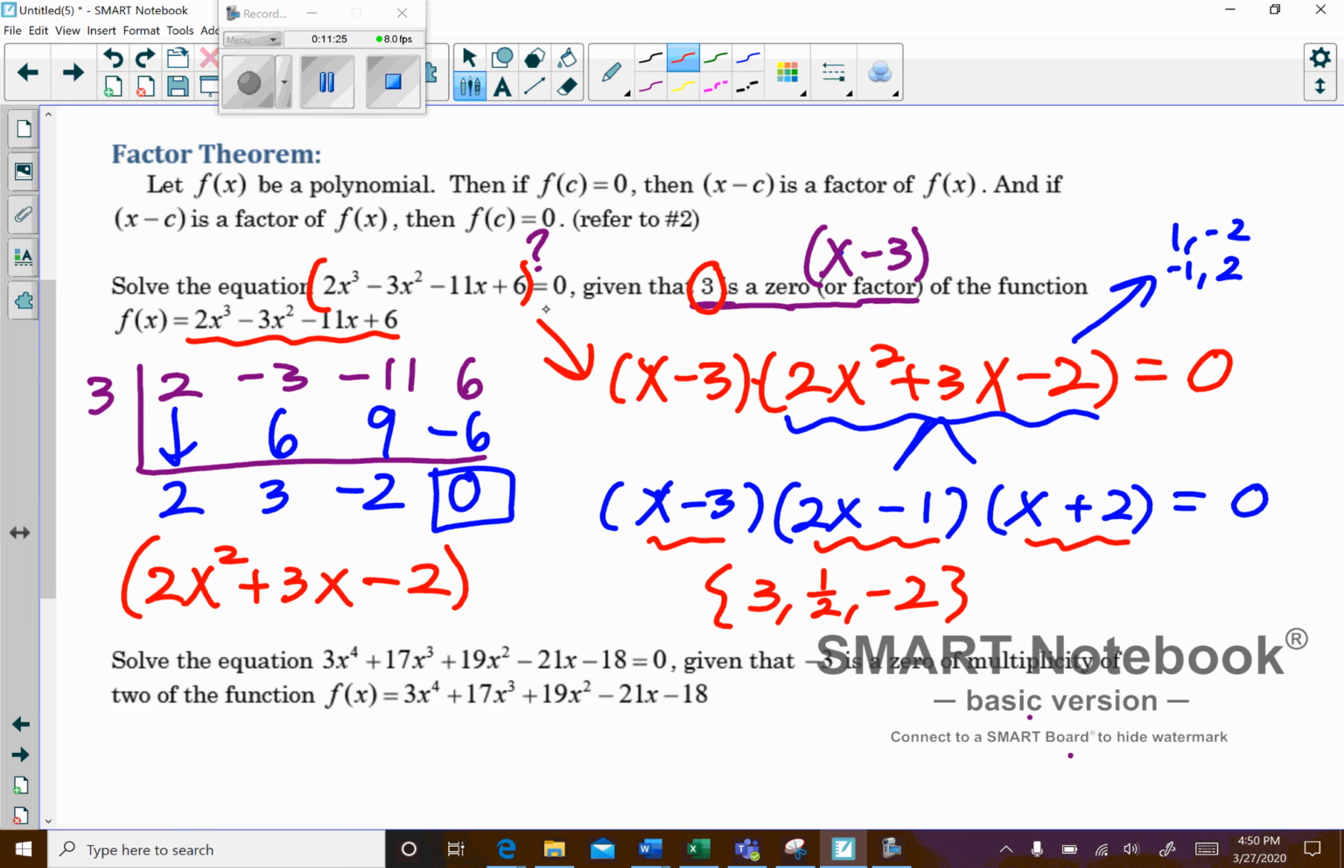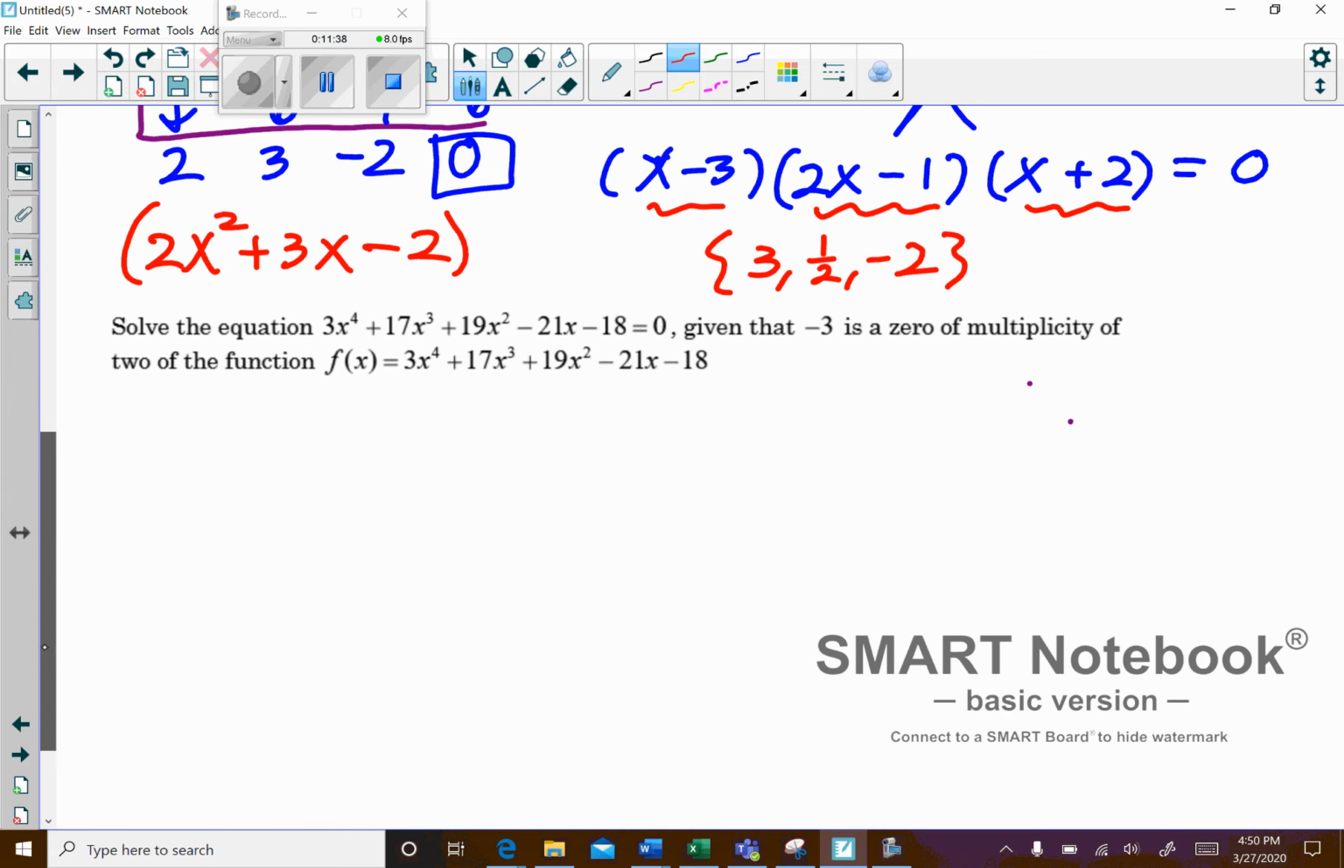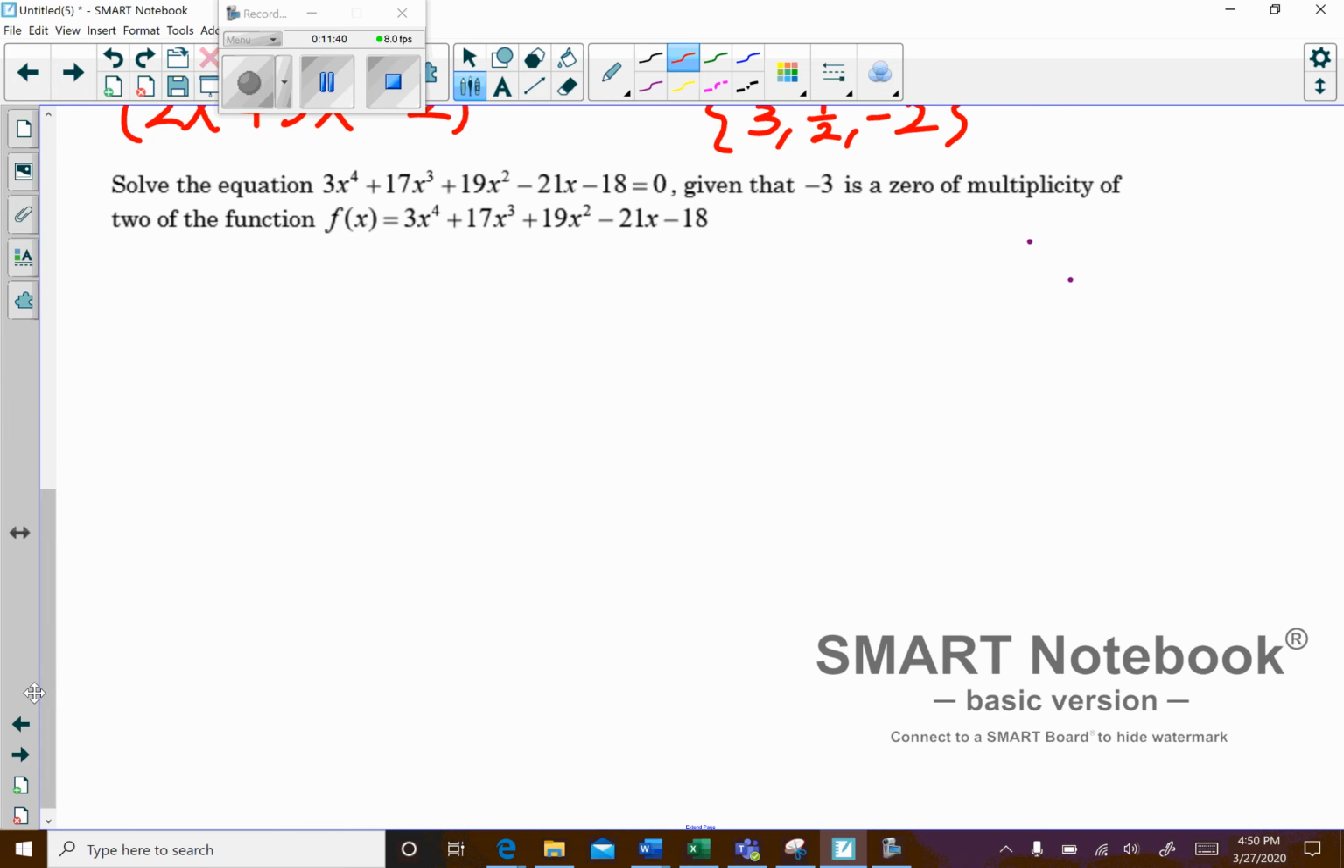So let's try one more to get some more experience with this. And like I said, the next lesson is very similar to what we're doing here. We're just going to introduce one extra little part to it. Okay, so right here it says solve the equation again. Okay, so equals 0. Given that negative 3 is a 0 of a multiplicity of 2.